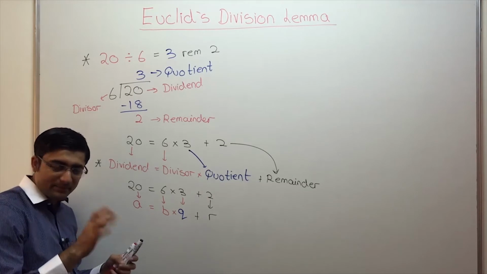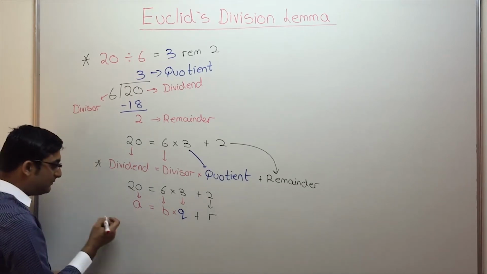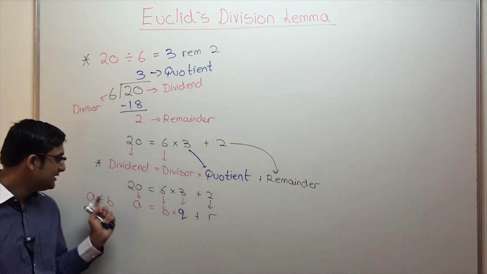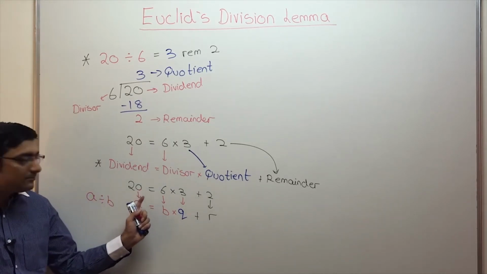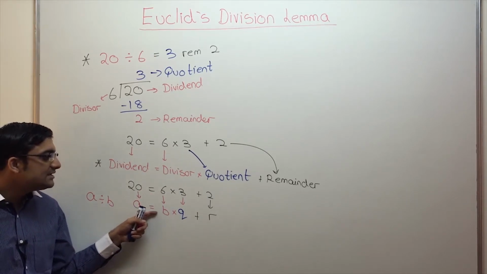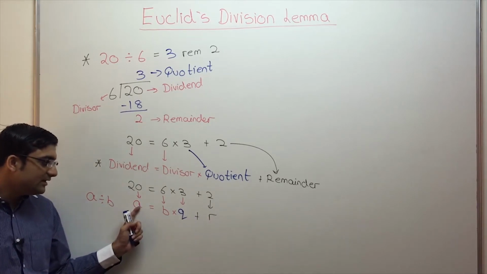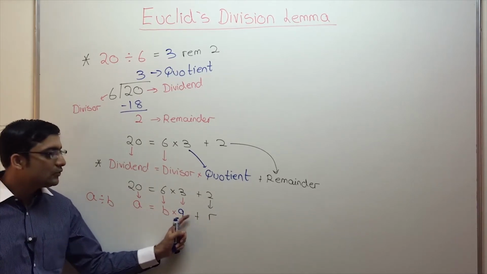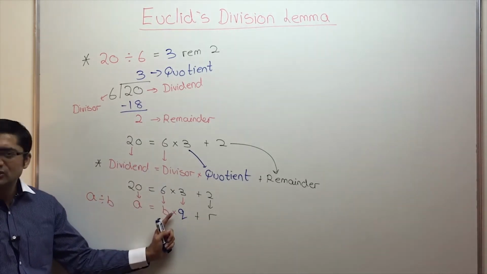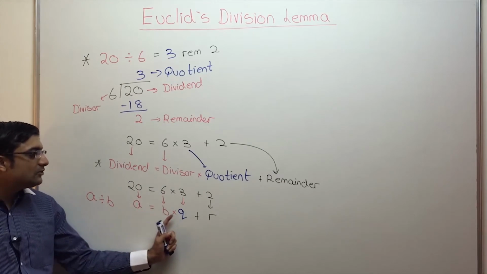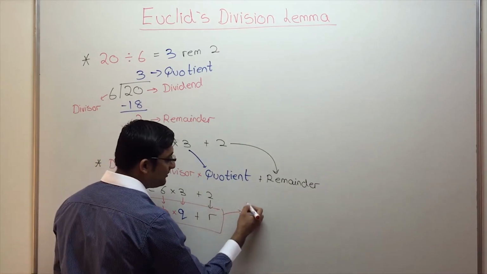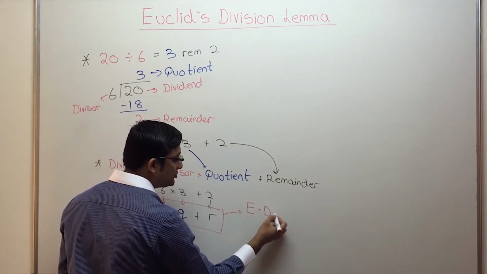What Euclid's division lemma basically states is, whenever we have two numbers A and B, such that we do A divided by B, like over here, the numbers 20 and 6, we can rewrite this as A is equal to B into Q plus R. So dividend is equal to divisor into quotient plus remainder. I did the same thing. Instead of dividend and divisor, I took it as A and B. So whenever we have two numbers A and B, A is equal to B into Q plus R. This over here is your Euclid's division lemma, in short form.